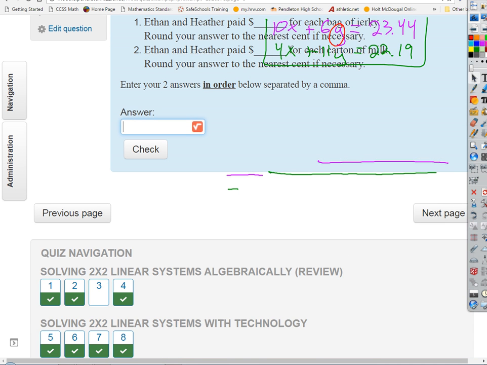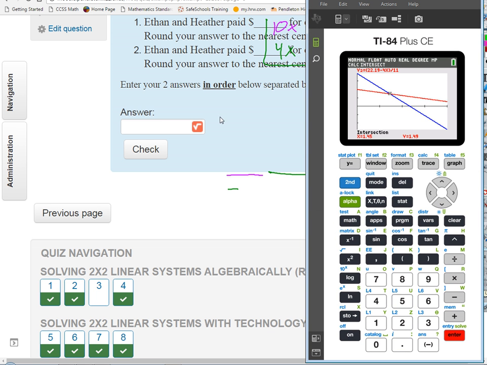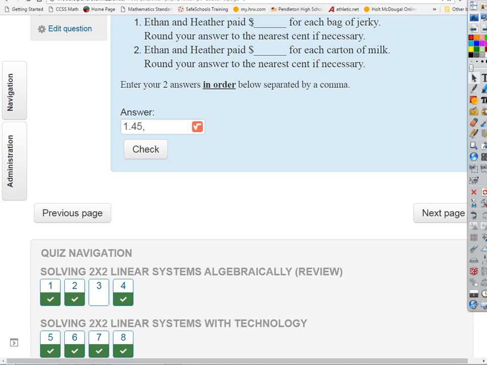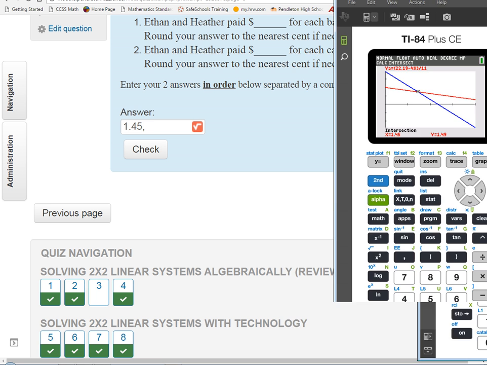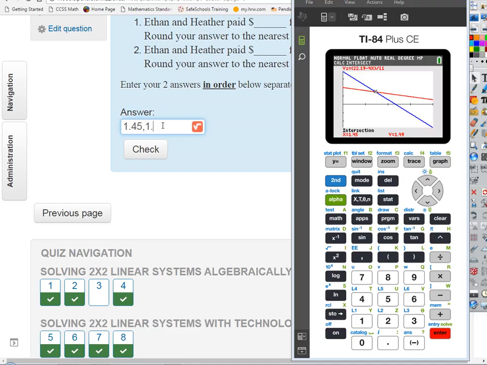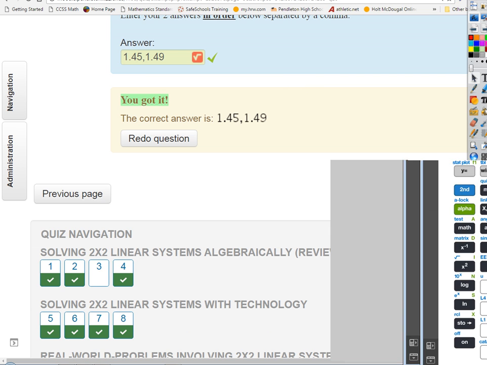We get $1.45 as the value of X, so that's the cost of jerky. And we're just filling in the blanks here, remember? The dollar sign's already there, so we put 145 there, and then for the second equation, a carton of milk is $1.49. Okay, good. And then last one.